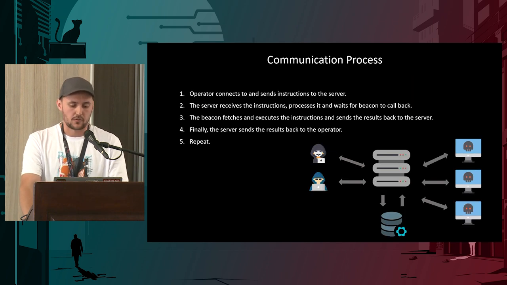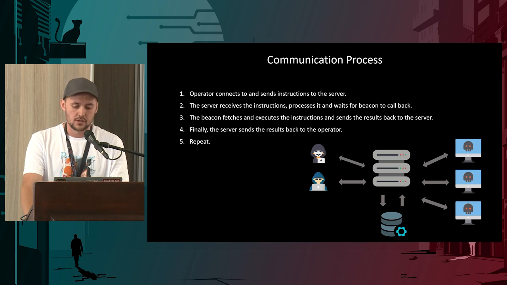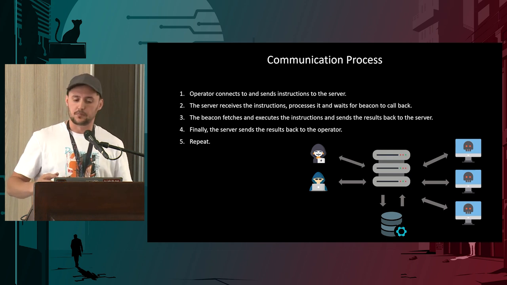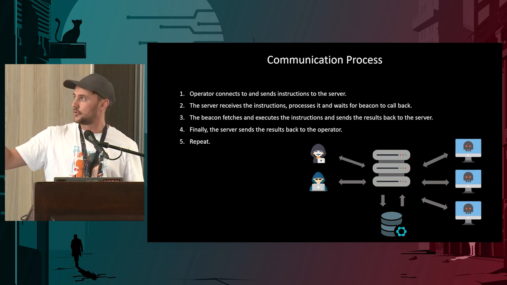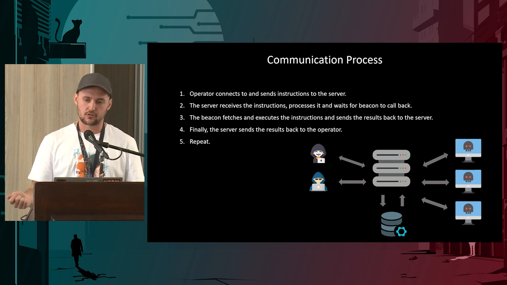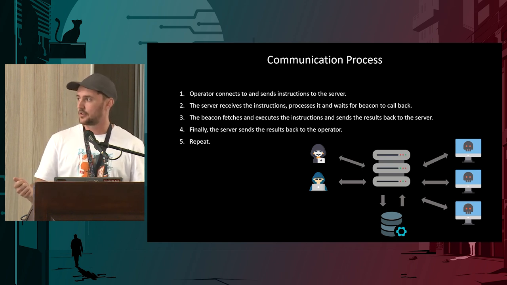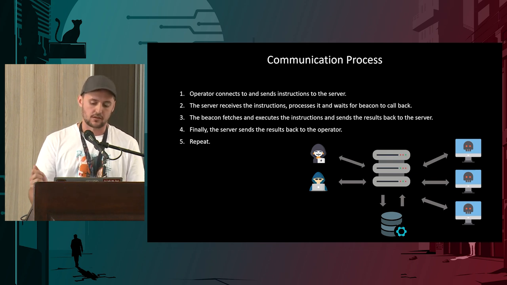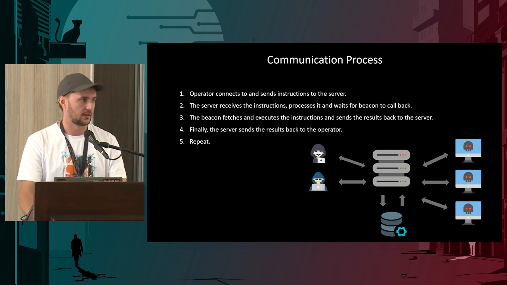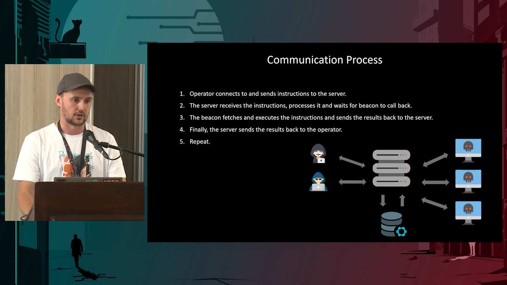The communication process is basically: you log into your console, log into the server, and send instructions to the server. The server holds onto it. The beacon or the implant calls back to the server and says, do you have anything for me? The server gives it an instruction, it executes the instruction, and sends the results back to the server. The server then sends the results back to the operator. And that, in a nutshell, is C2 communication.